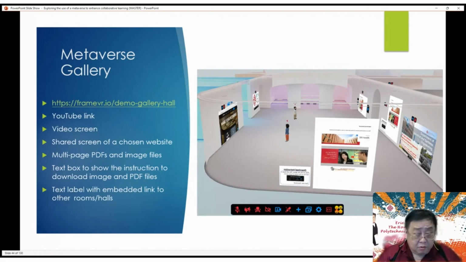You can allow people to review PowerPoint and PDF files individually. You may also allow them to download them as well. You can add text labels to provide further information about each of those walls. And you may also put sticky notes up there so that people can write notes and leave them for you or for anyone to read and respond.